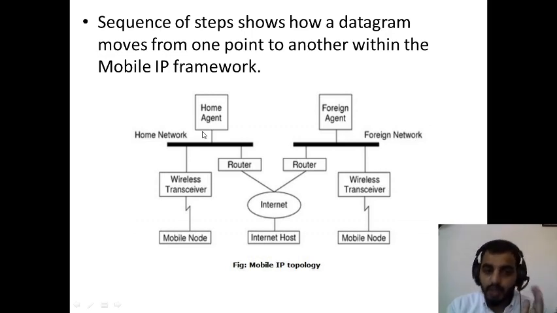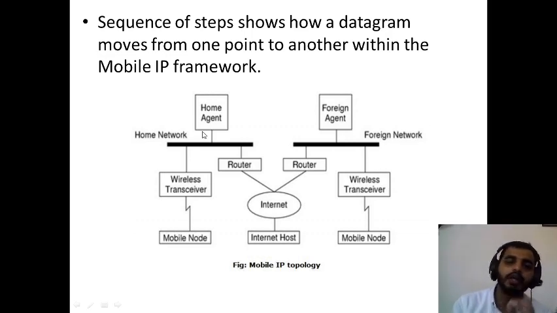In the same way, when you are within your network, the home agent will help you. And if you are in any foreign network, then the foreign agent will help you in routing and placing the packets to the respective router and respective node, so that information can be transferred from source to destination. They are helped by wireless transceivers with the help of mobile nodes.